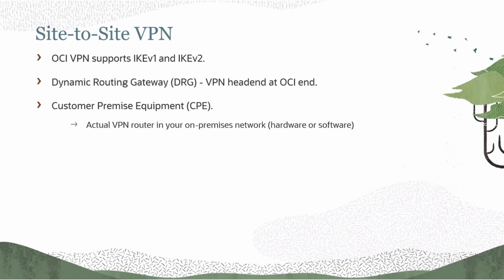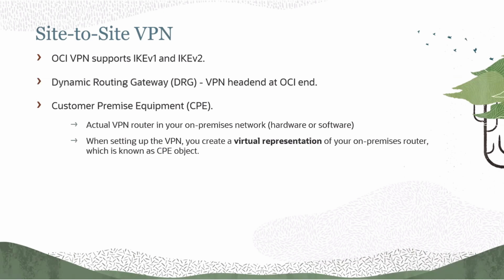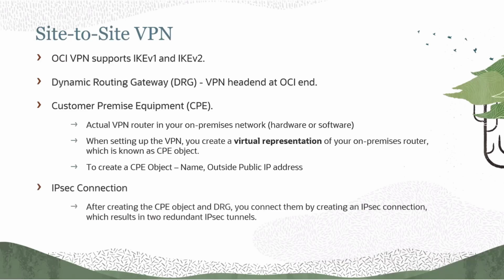It can be hardware, it can be software. And while creating an IPsec connection, you require a customer premises equipment object. So that object is the virtual representation of your router that is there in your on-premise environment. To create a CPE object, you need to give it a name and specify a public IP address. So when you create an IPsec connection, you basically connect your customer premises equipment object and the dynamic routing gateway. And when a connection is created, it results in the creation of 2 IPsec tunnels.